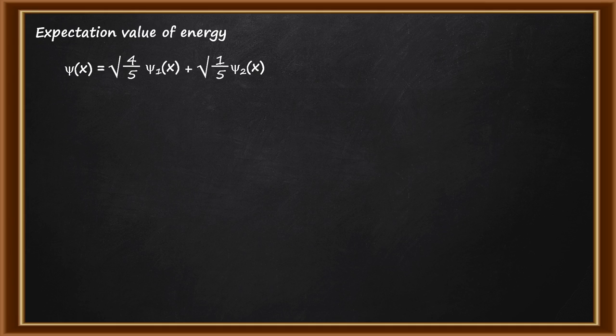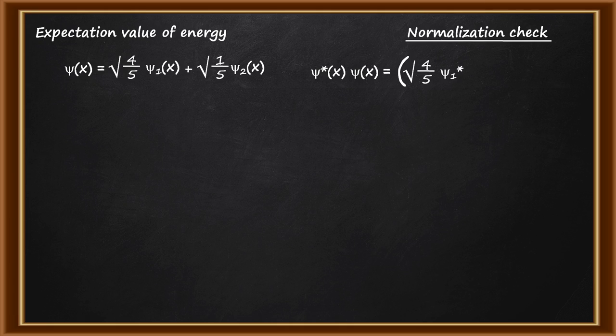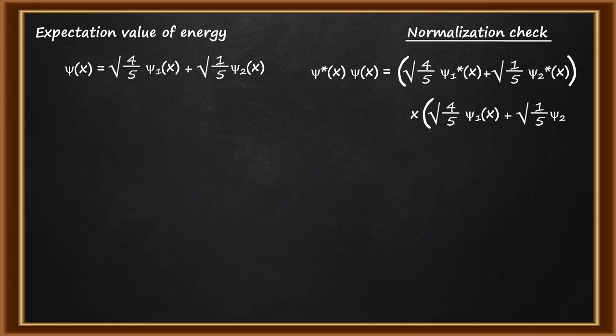So now we have come to a form in terms of the wave function according to a solvable term. Next is to calculate the expectation value. First we have to check whether this wave function is normalized or not. So the normalization check is done by multiplying the complex conjugate of the wave function with itself. So this will be equal to square root of 4/5 psi1 star(x) + square root of 1/5 psi2 star(x) into square root of 4/5 psi1(x) + square root of 1/5 psi2(x). So this psi1 and psi2 both are orthonormal wave functions.